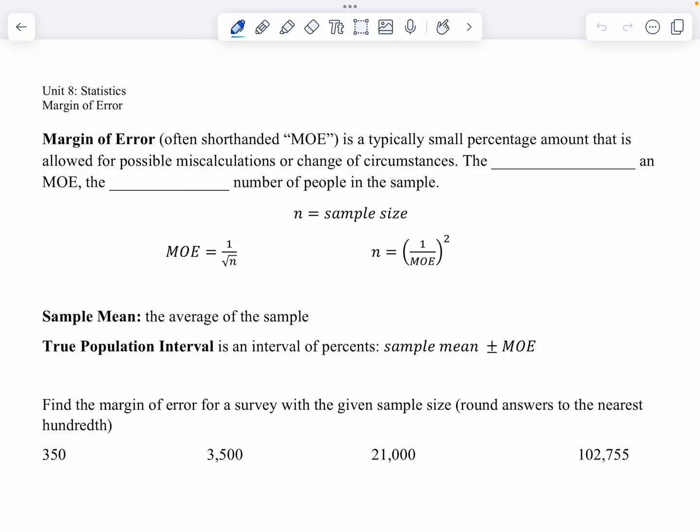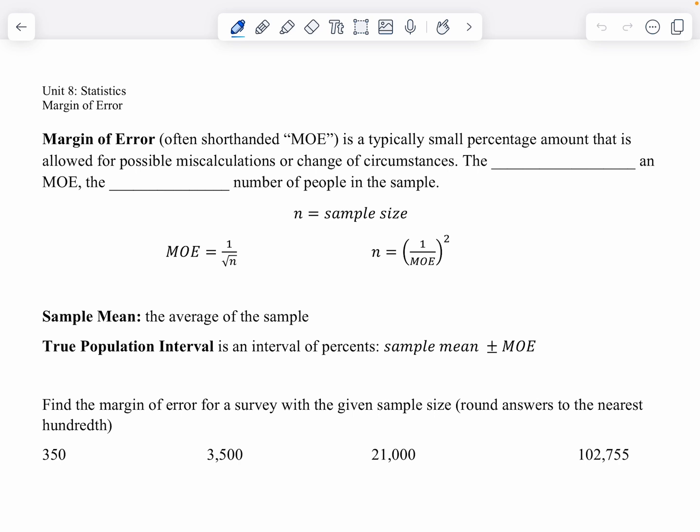All right, our second and final part of statistics for Math 3 Honors is called margin of error. So we're going to go ahead and define that and then do a little math around the margin of error. So margin of error, and the shorthand for that is MOE, so you don't have to write margin of error every time, is a typically small percentage amount that is allowed for possible miscalculations or a change of circumstance.